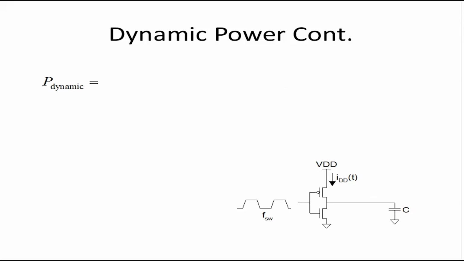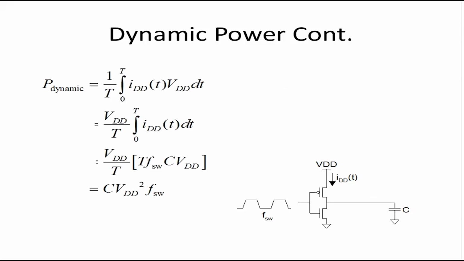Let's see how dynamic power is calculated. Again, we take the same equation, 1 by t integral of IDD VDD dt. The t is kind of a constant here, it comes out. Again, we rearrange the equation. You could say that 1 by t is nothing but FSW, and the integral of IDD dt comes out to be C VDD. So this is the final equation to be remembered: C VDD square FSW. Right.